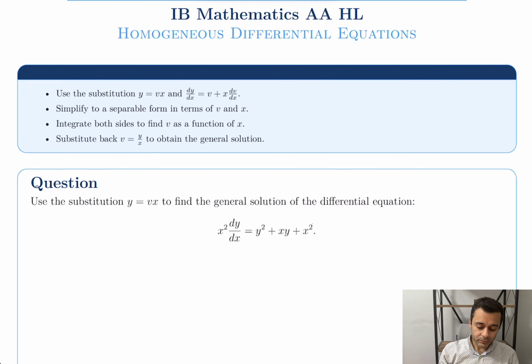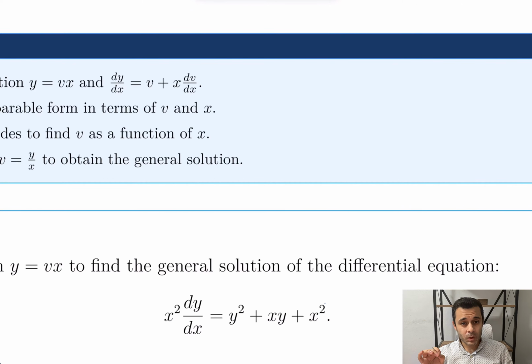To solve them, you will always substitute y equals v multiplied by x. v is not a constant number, so be careful about that. v is a function of x. Later we'll discover that v will be sine x or x squared or whatever when we solve. So y equals v multiplied by x, and you can apply the product rule in differentiation that you learned previously before differential equations to get the derivative of y.